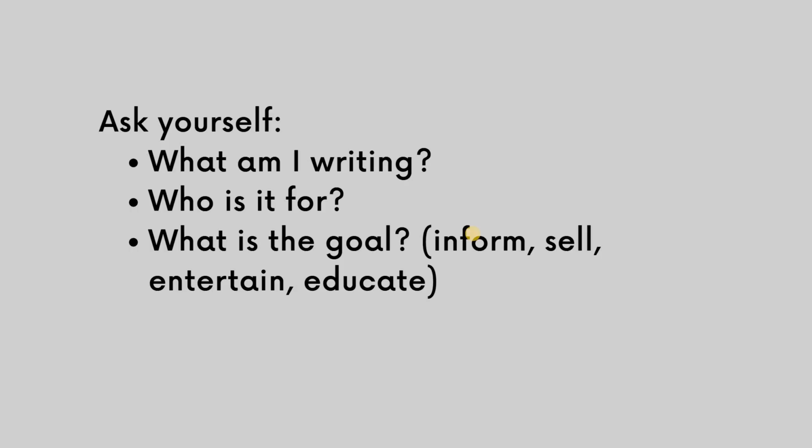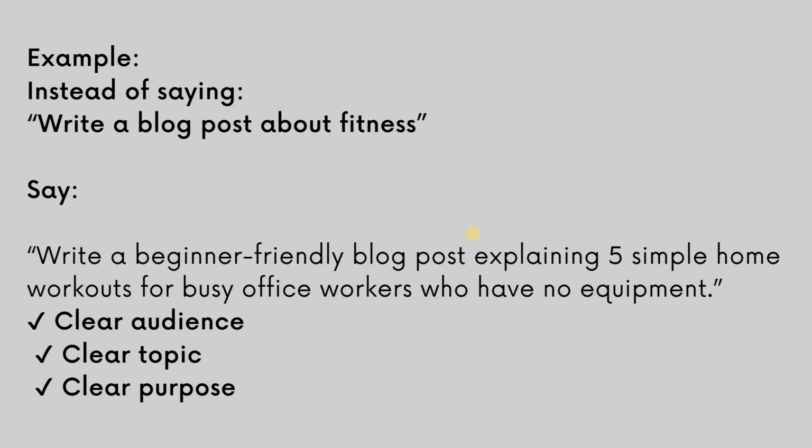So I'm going to give you an example prompt. Instead of saying write a blog post about fitness, you can basically tell ChatGPT, write a beginner-friendly blog post explaining 5 simple home workouts for busy office workers who have no equipment. In this prompt, there is a clear audience, there is a clear topic, and there is a clear purpose.